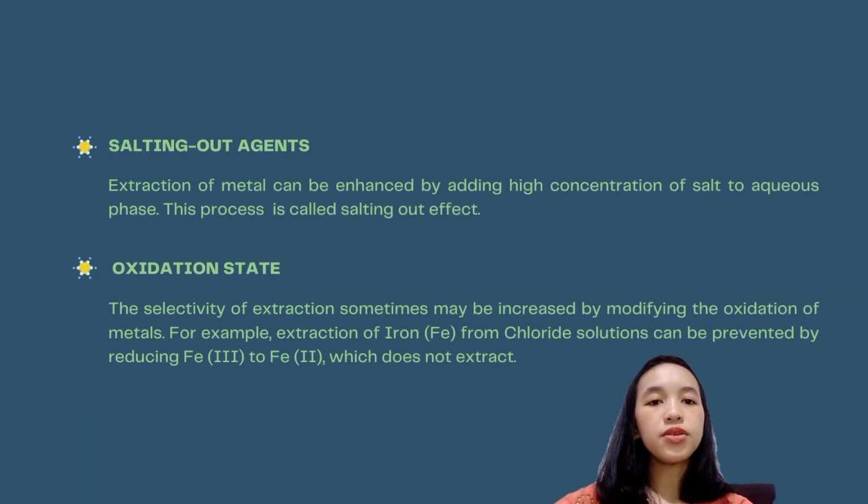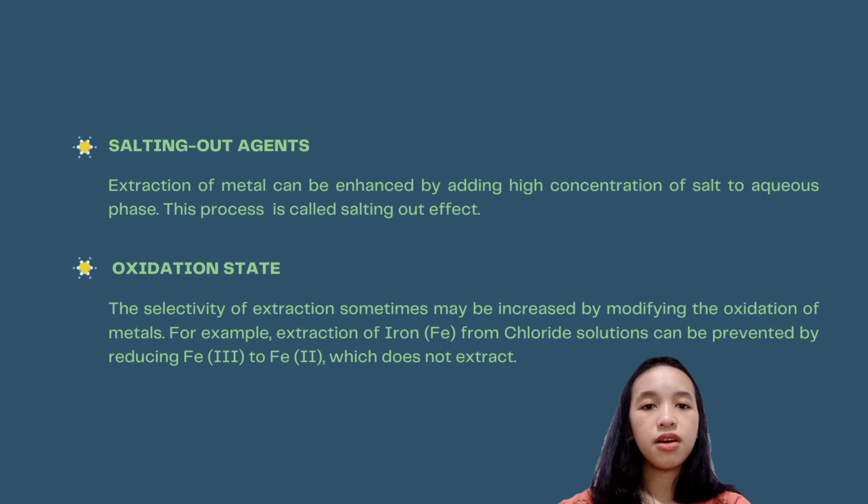Another factor is salting out agents. The function of a salting out agent is primarily to provide a higher concentration of complex and thus improve the extraction. Extraction of metals can be enhanced by adding a high concentration of salt to the aqueous phase. For example, we are going to extract some metals into the organic phase, so this extraction can be enhanced by the addition of some salt in the aqueous phase. There will be an increase in the concentration of ions in the aqueous phase. In this way, the extraction of the metal of interest will be increased in the organic phase, and this is called the salting out effect.